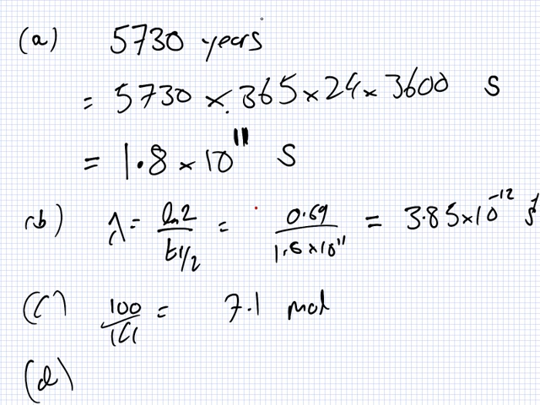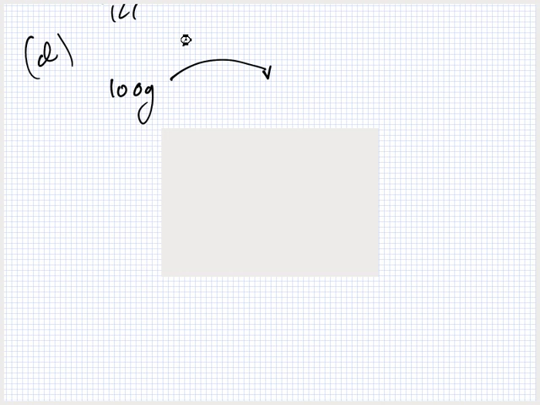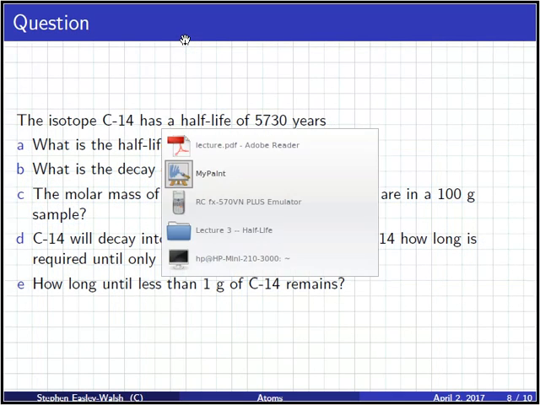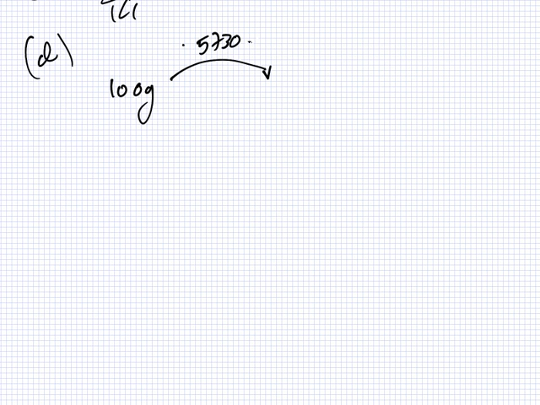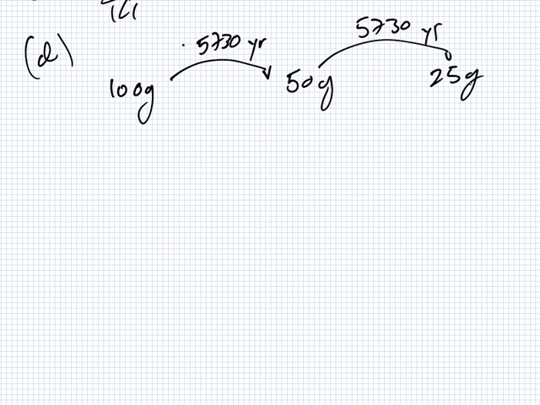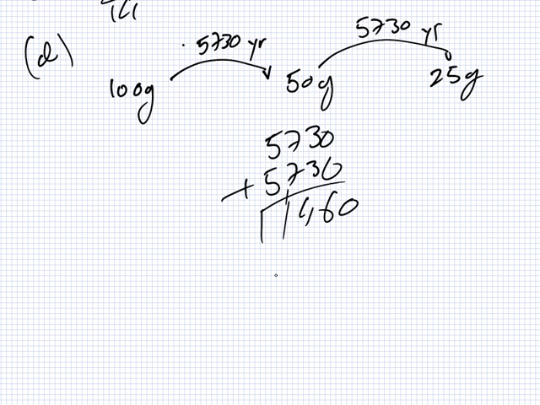The reason I let you do it the wrong way is because you'll now appreciate the better way of doing it. You start off with a full amount of 100 grams of carbon. Then, what's the half-life? 5,730 years. So after 5730 years, how much do we have? 50 grams. Now, after 5730 years again, how much do we have? 25 grams. So the total is just 5730 plus 5730. 11,460 years.